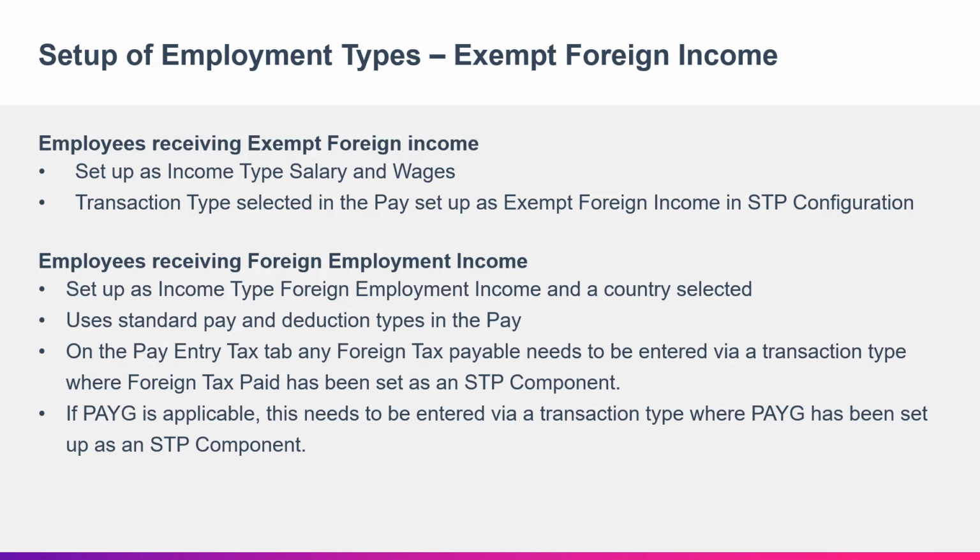If an employee is receiving foreign employment income, then the employee will need to be set up with an income type of foreign employment income and a country selected. When a foreign employment income employee is paid, these will use the standard pay and deduction types. On the tax tab, any foreign tax payable will need to be entered via a transaction type where foreign tax paid has been set as an STP component. If PAYG is applicable, then this will need to be entered via a transaction type where PAYG has been set as an STP component.